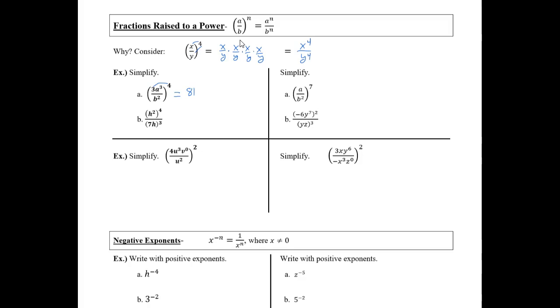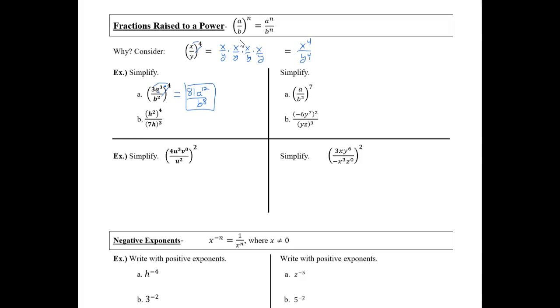Then we have a power to a power, right? 1 base, 2 powers. A cubed to the fourth power, we multiply 3 times 4 and get a to the 12th. In the denominator, I have b squared to the fourth power. Again, we're multiplying 2 times 4 is 8, so I have b to the 8th power in the denominator. And that's as far as you can simplify.